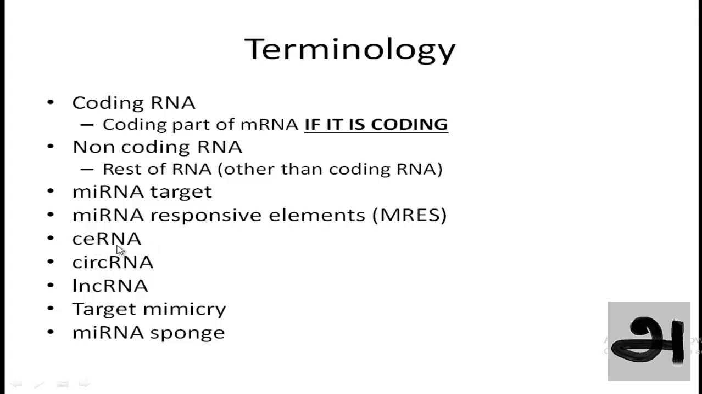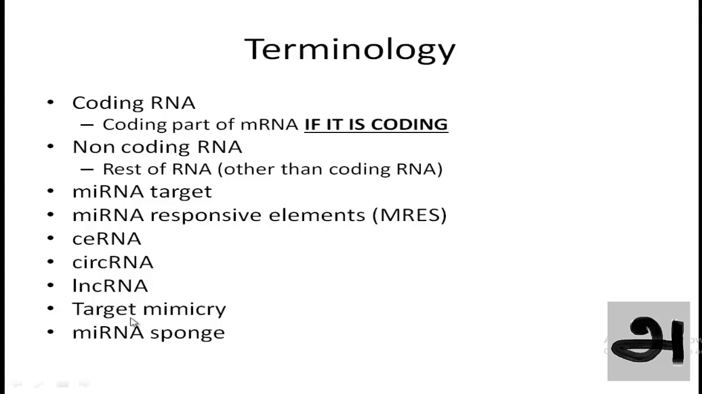What's the character of competitively endogenous RNA? It should compete for at least one microRNA. That means it should have at least one microRNA responsive element, or MRE, in its sequence. So all the RNAs having MREs, we can consider as competitively endogenous RNA. There is also long non-coding RNA in the cell. If it has MREs, that is competitively endogenous RNA.